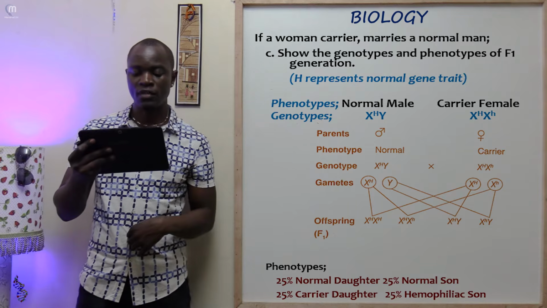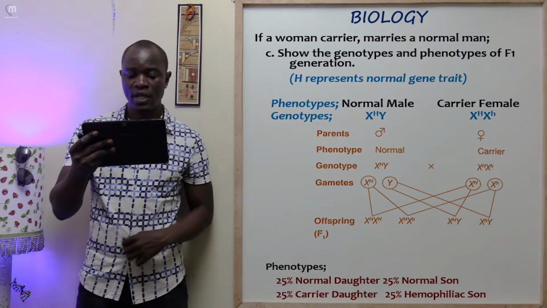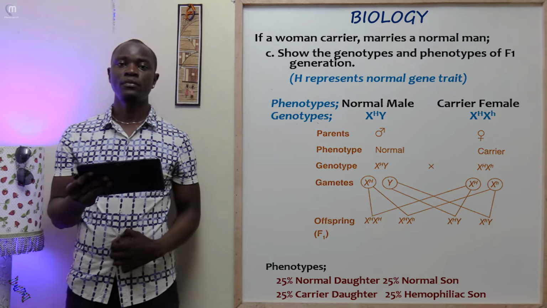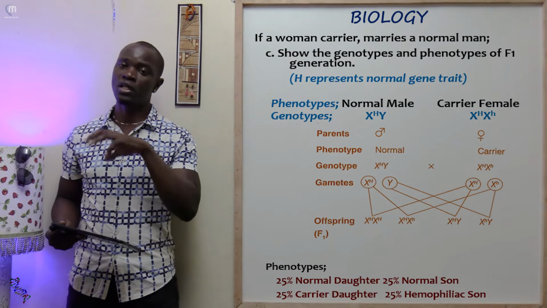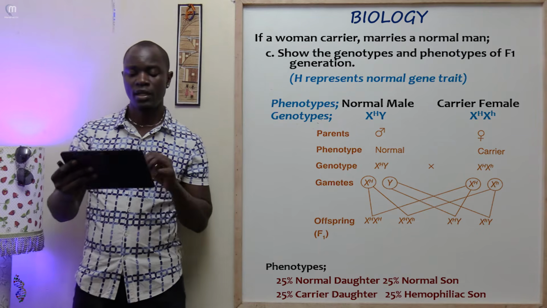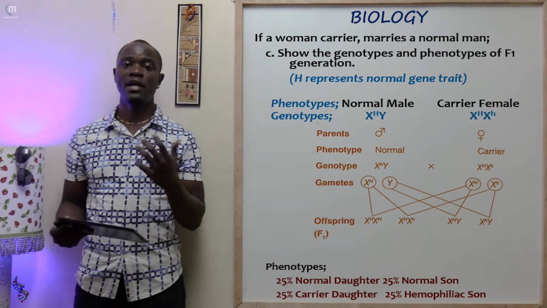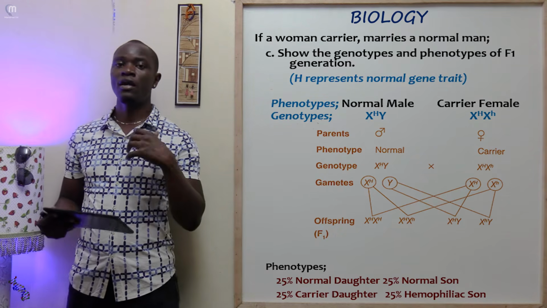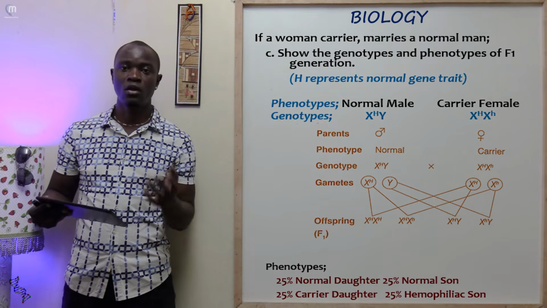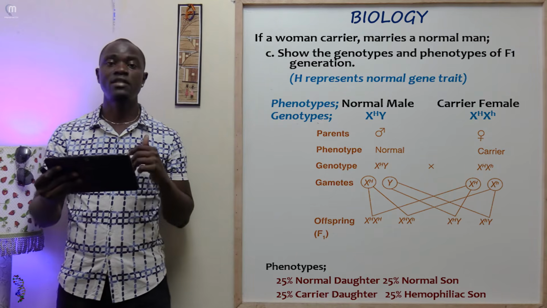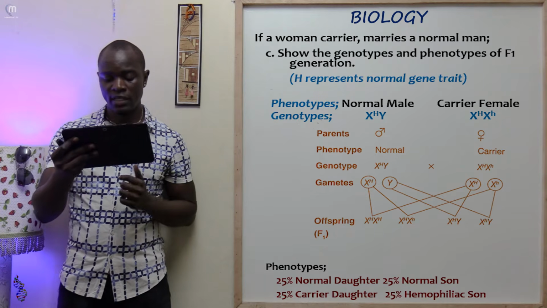So we have been told that if a woman carrier marries a normal male, show the genotypes and the phenotypes of F1 generation. So remember, capital H means a normal dominant gene. Small h is a recessive, which now means that this person should be having the hemophilia disorder. As you can see, this is the genetic cross between the normal male and the carrier female. That is exactly what we have been asked in the pedigree chart. We have a normal male and a carrier female now getting the offspring.